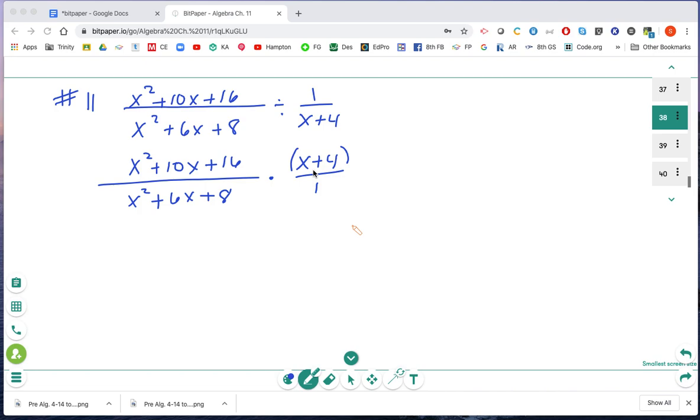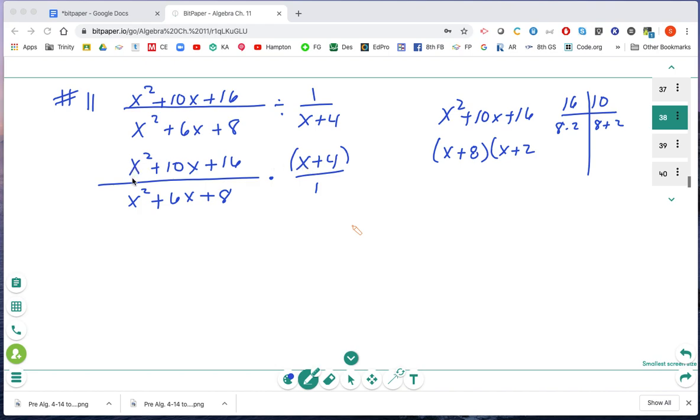Now, step number 3 is to factor. So we're going to come over here on the side, and we're going to do x squared plus 10x plus 16, and see if we can factor it. We'll start with the 16 and the 10. We'll notice that 8 times 2 is 16, and 8 plus 2 is 10. So our factors are going to be x plus 8 and x plus 2.